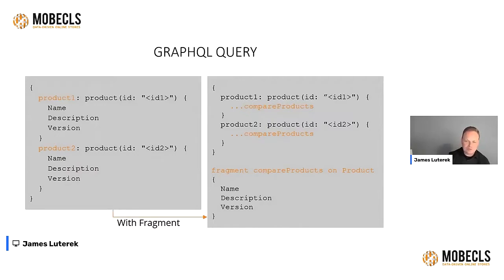So now when you get the two products, you're just putting in that fragment and then specifying what those fields are. It's a great way to shorten your code, especially when you're dealing with lots of different queries and you're reusing that field list.